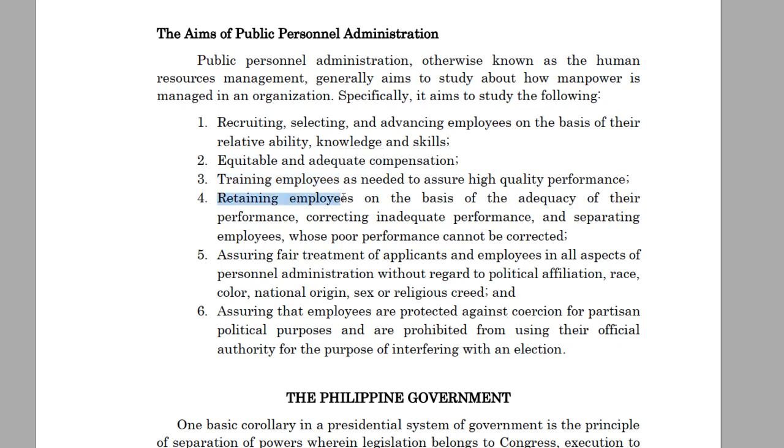Retain employees. When we say retain employees, we don't hire people so that after a year they are going to resign. There should be retention. So how do we retain these employees? There are certain motivational factors. We raise their salary, we give them additional benefits, and the like. Assure fair treatment of applicants and employees. So we attend to the grievances and complaints not only of the internal employees but also of other clients and stakeholders. This is very important because this is also a factor in employee retention.